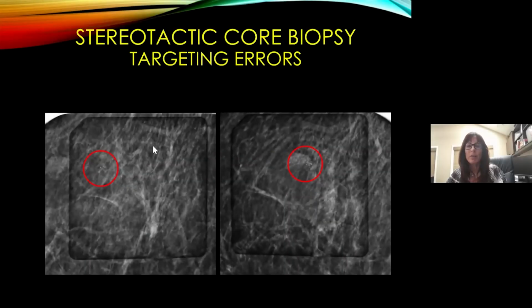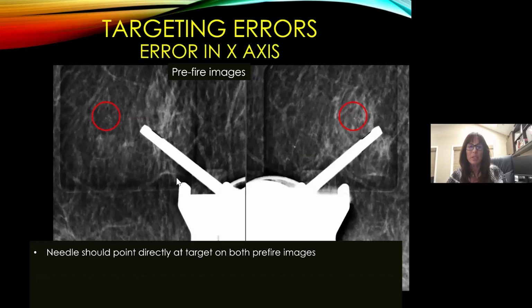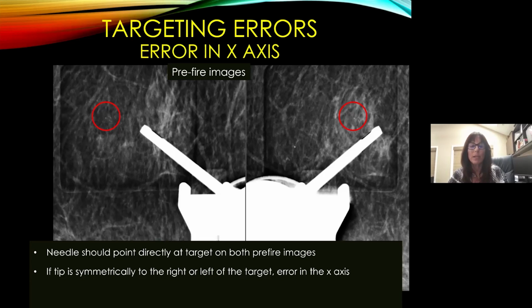There are errors that can happen during targeting for stereotactic core biopsies. On pre-fire imaging, I mentioned that the needle should point directly at the target on both views. In this particular situation, the needle is to the right of the target on both views. If this is symmetric to the right or the left of the target, the error is in the x-axis or horizontal to the floor. So we just need to manually move the needle to the left along the x-axis to align the tip of the needle with the target.